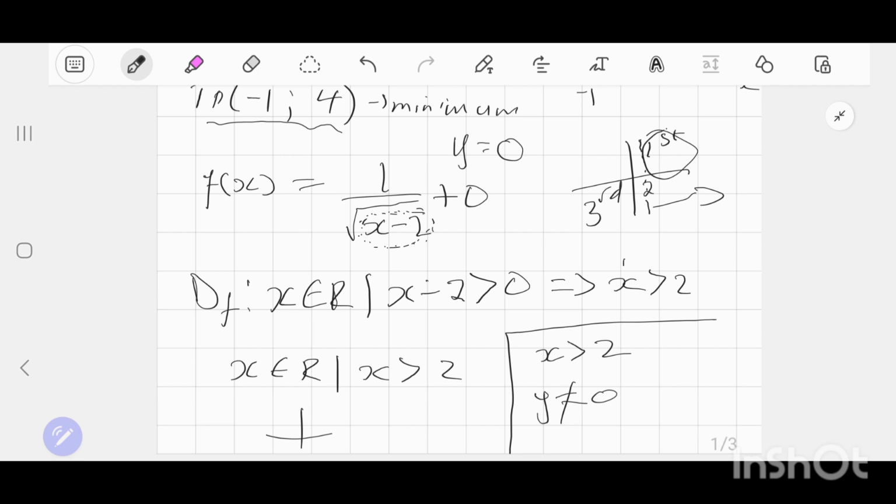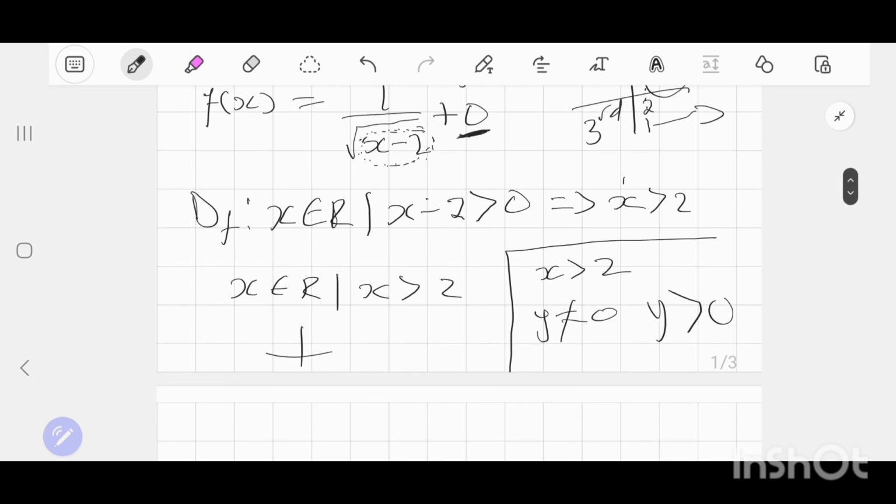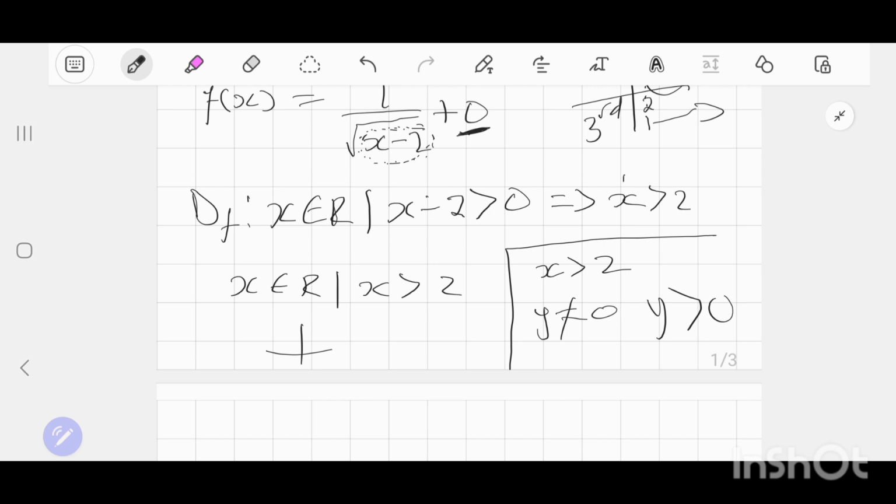Also, this zero is an asymptote. This means y is not equal to zero, but y is greater than zero. So now I can write my range fully. My range will be: y is an element of real numbers such that y must be greater than zero. That's my range, because in order for this to make sense, it must be greater than zero. Are you with me, guys?